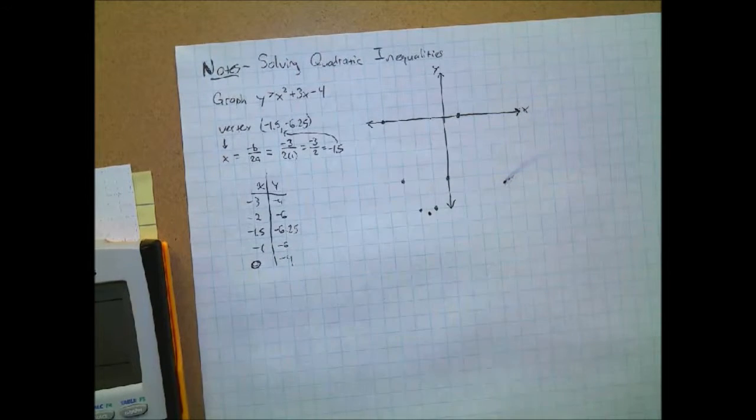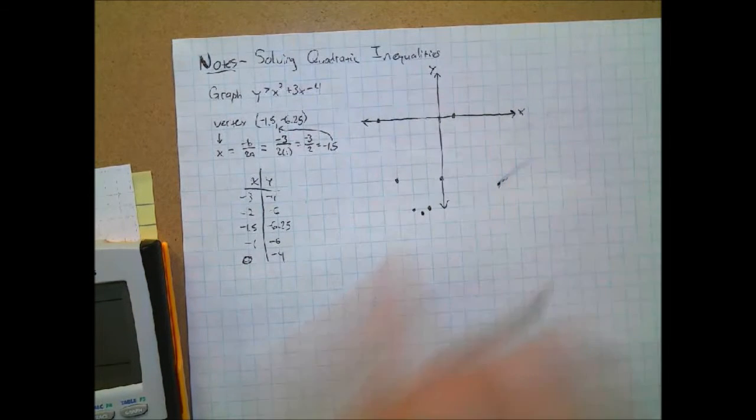Okay? And again, these are points that I plotted right over here. If you want to get more points, again, you can just extend your table some in either direction.